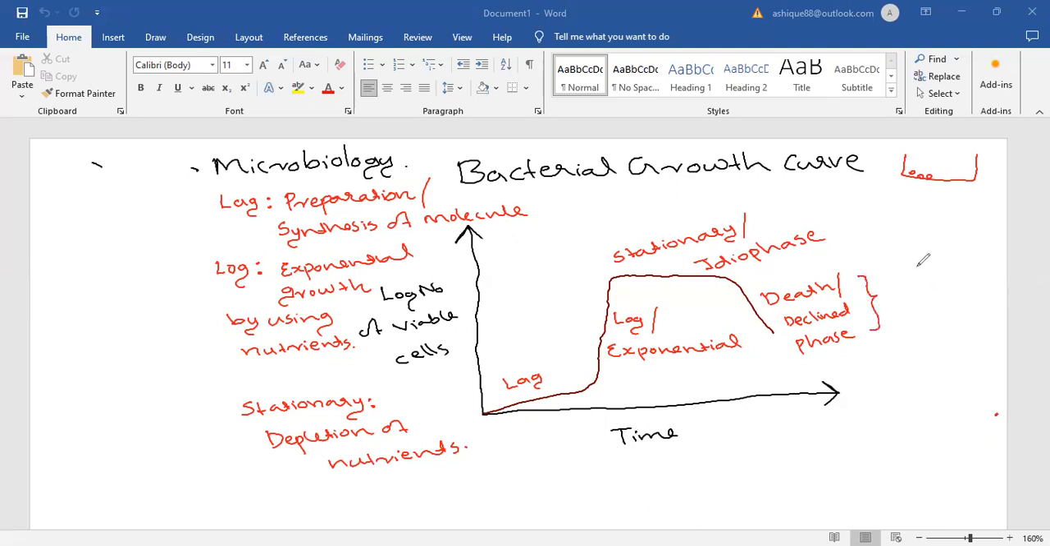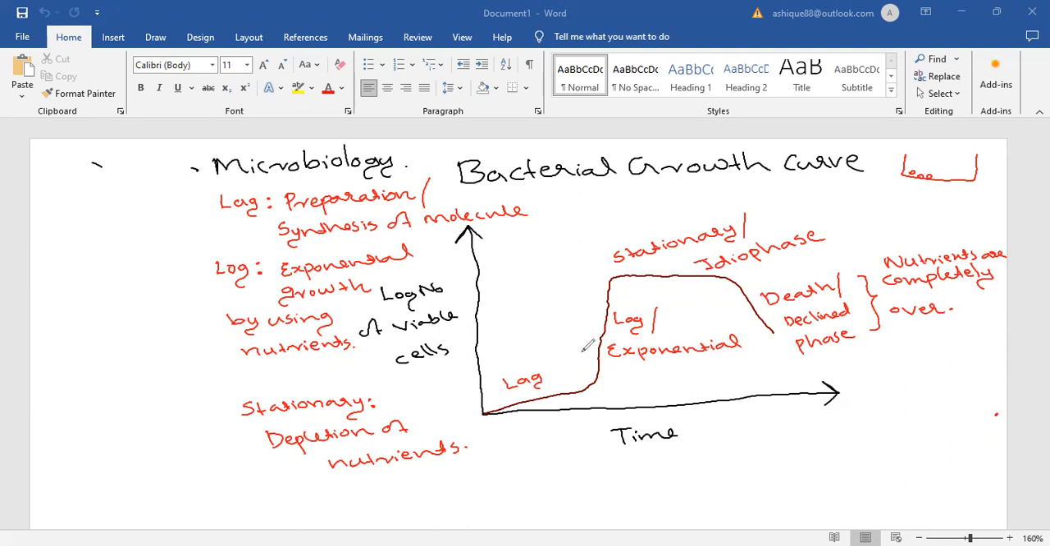During the death phase, the nutrients are completely over. Nutrients are completely finished. So what will happen? The bacteria will die. That is occurring during this phase.